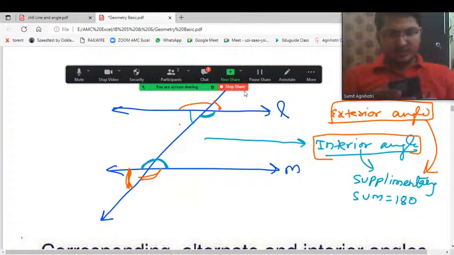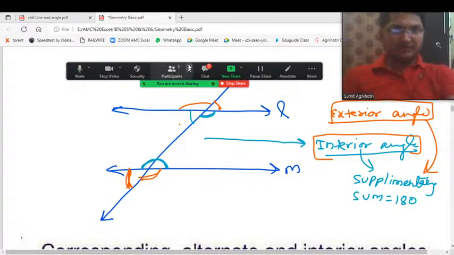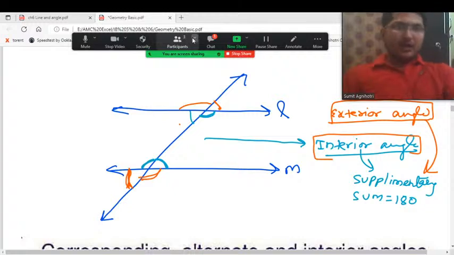Is it okay for you? Yes, sir. These exterior angles as well as these interior angles are supplementary. Is it okay now? Yes, sir. No problem. All right.